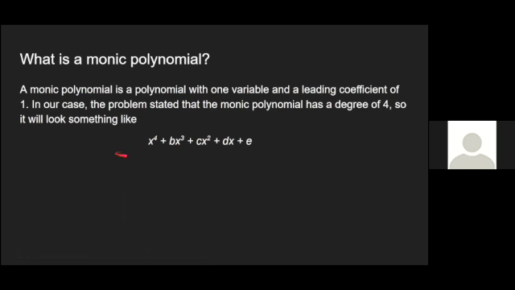First we need to know what a monic polynomial is. A monic polynomial is a polynomial with one variable and a leading coefficient of 1. In our case, the problem stated that the monic polynomial has a degree of 4, so that means it has a power of 4. So it'd probably look something like this.